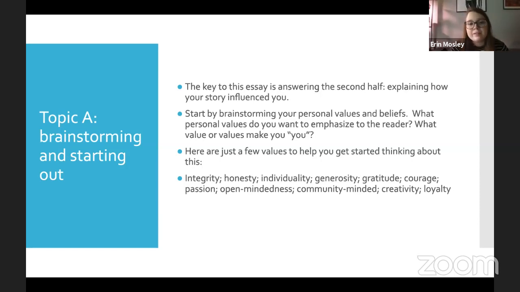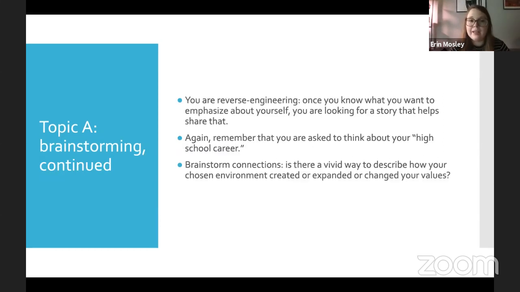Some good ones to think about: integrity, honesty, individuality, generosity, gratitude, courage. We have them listed there. There's more. Think of it as anything that you would want to demonstrate to an admissions rep of like, this is why I would be good at your college. So coming up with those first, and then finding a story that leads into those values is the best way to tackle topic A. You're essentially reverse engineering it.